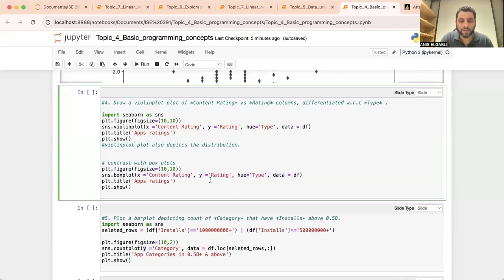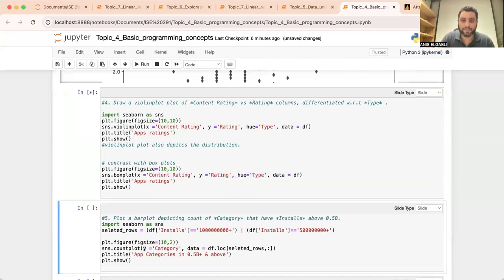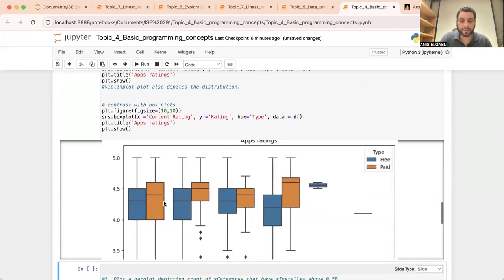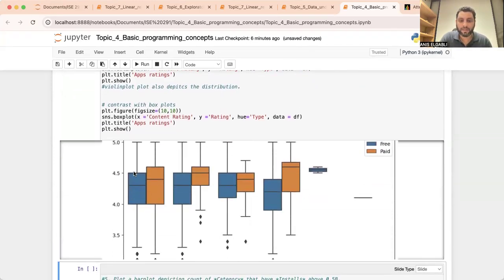So for box plot, we'll have two box plots per category. We have two box plots for rating per category for content rating. Why two? Because the type category has two choices, free and paid, and they will have two different colors. Let me look at the box plot first before I show you here. This is two box plots.